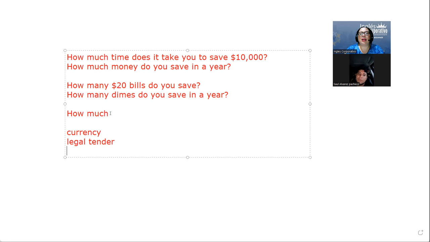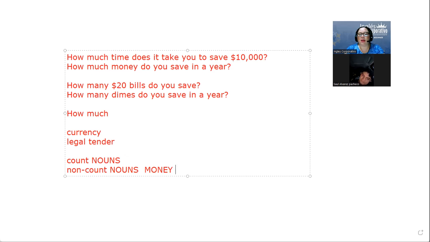Diferentes monedas. Ok, ahora si lo hablamos en conceptos, de los nombres, ok, porque aquí estamos hablando que contamos o usamos el how much y el how many dependiendo de los nouns. Los nouns. Y los nouns, usted los puede encontrar como count nouns y como non-count nouns. Entonces, en este caso, un non-count noun es money. Okay? Un non-count noun es time. All right?